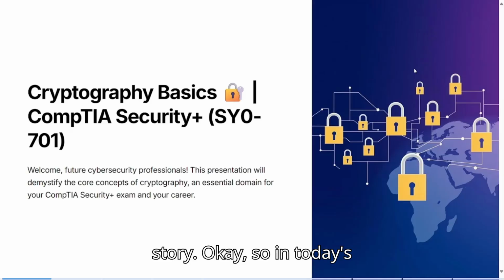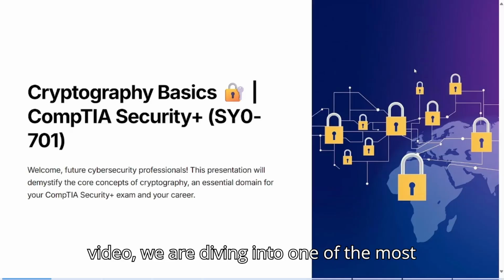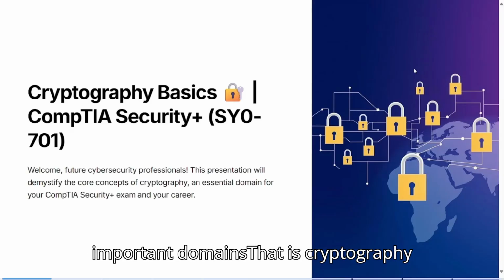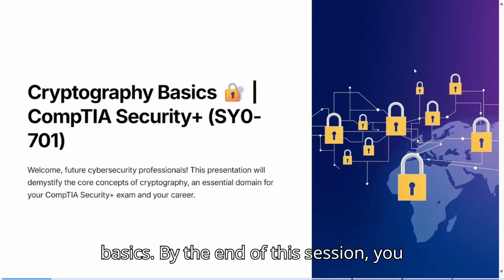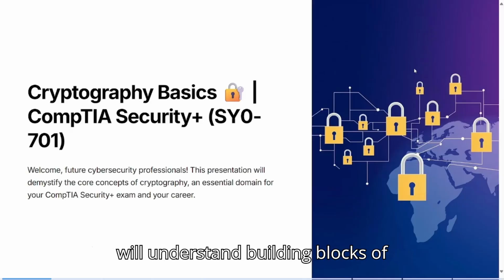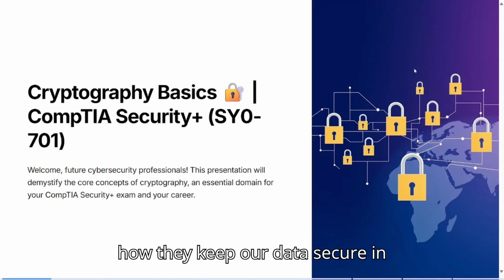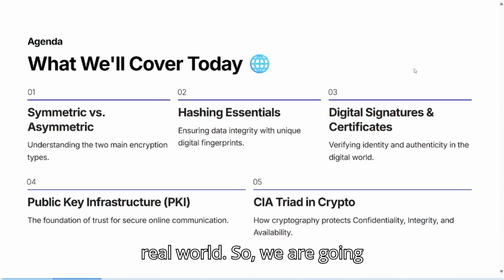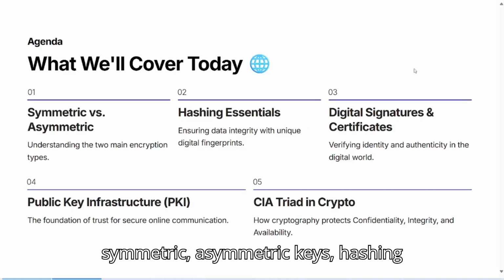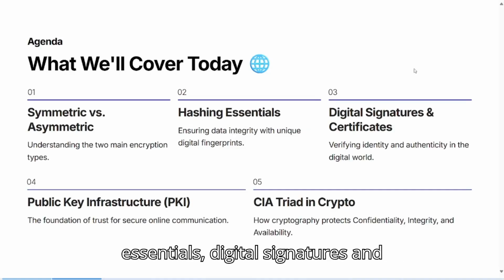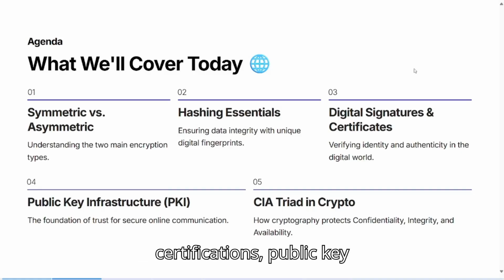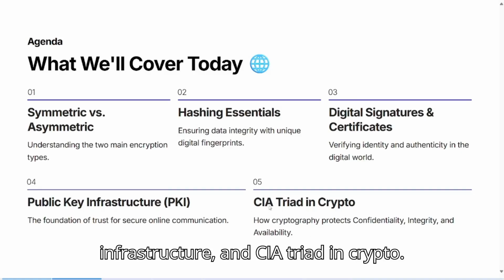In today's video, we are diving into one of the most important domains: cryptography basics. By the end of this session, you will understand the building blocks of encryption, hashing, and PKI, and how they keep our data secure in the real world. We are going to cover symmetric and asymmetric keys, hashing essentials, digital signatures and certifications, public key infrastructure, and the CIA triad in crypto.